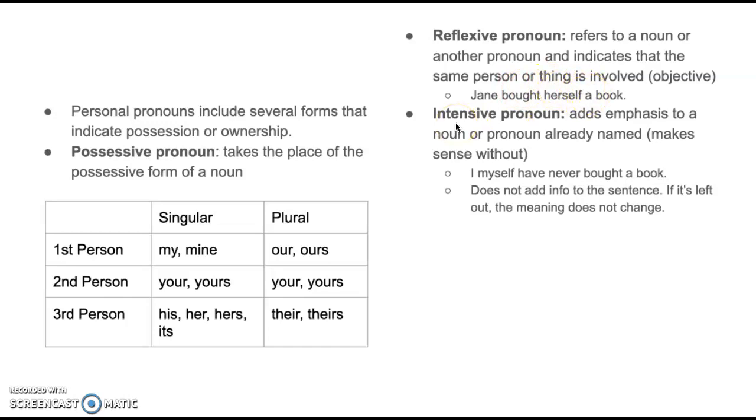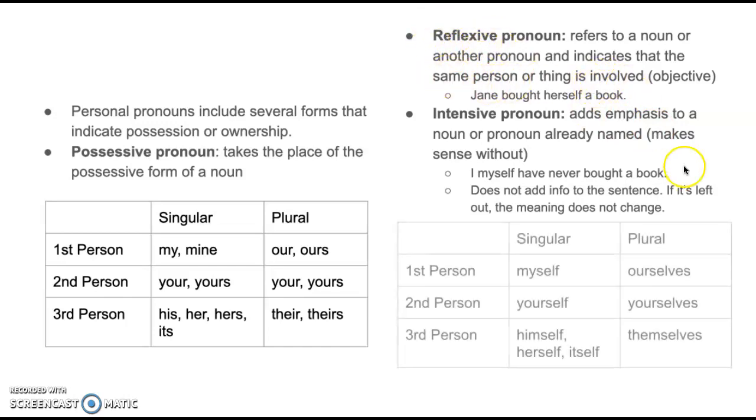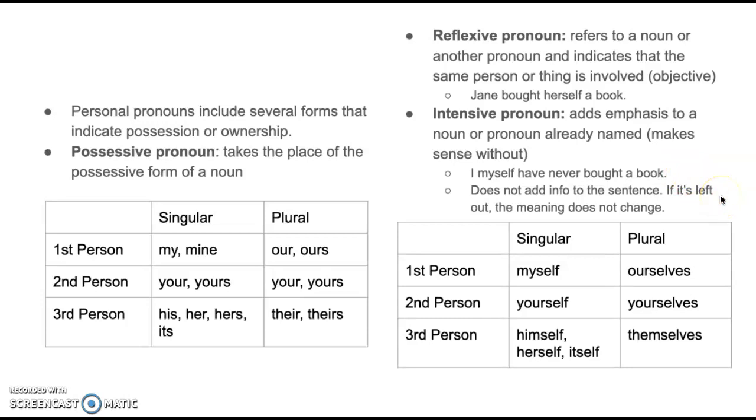Intensive also ends in self, but it doesn't really have any purpose in the sentence other than to add emphasis to a noun or a pronoun already named. And the sentence makes perfect sense without intensive pronouns. It's a stylistic choice. Like, "I myself have never bought a book." It makes just as much sense as "I have never bought a book." It doesn't add any info. If it's left out, the meaning doesn't change. It's just to add emphasis. Reflexive, though, is necessary to understand that the same person or thing is involved. Here's a chart of reflexive and intensive pronouns in the singular and plural form. Copy it down. Moving on.